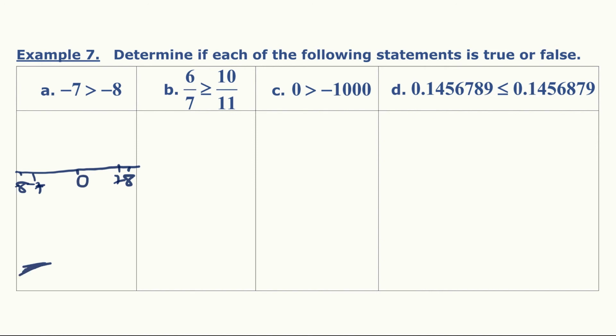So in other words, we notice that while 7 is indeed less than 8, -7 is to the right of -8. So it's actually greater than -8. So this means the statement made here, even though at first it may have looked a little bit strange, is actually true. Okay?